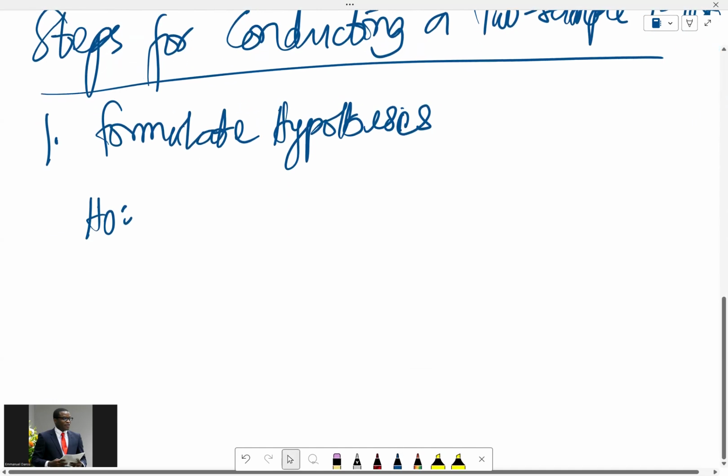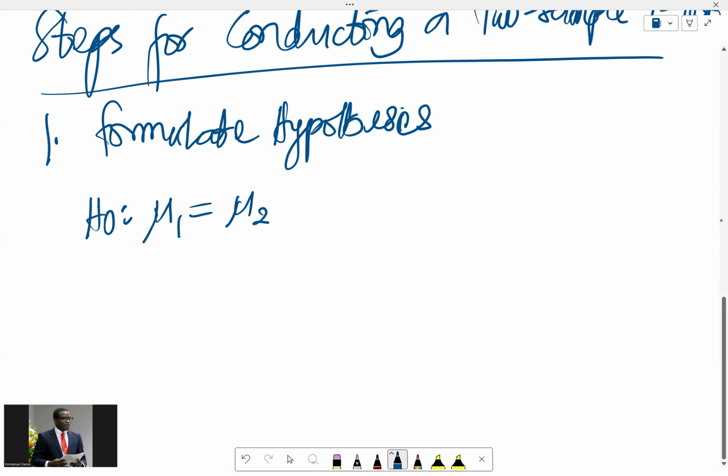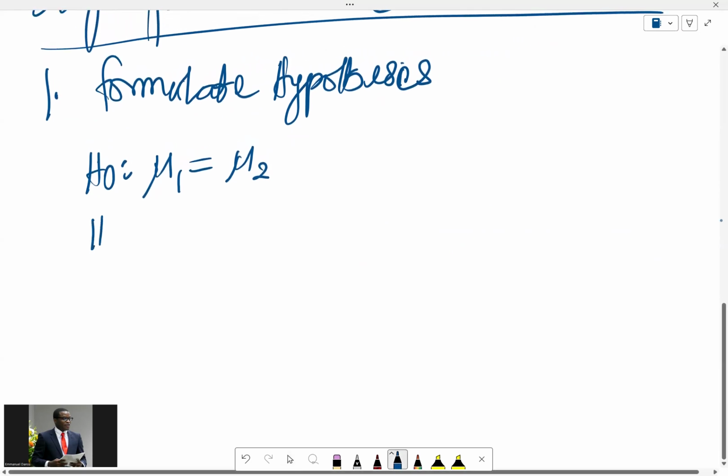The null hypothesis H naught assumes there's no difference between the population means. That simply means if mu1 is the population mean of the first population and mu2 is the population mean of the second population, then the null hypothesis is that mu1 is equal to mu2. That is, there's no significant difference between the population means. And of course, the alternative hypothesis H1, or HA. You can use H1 or HA as you like.